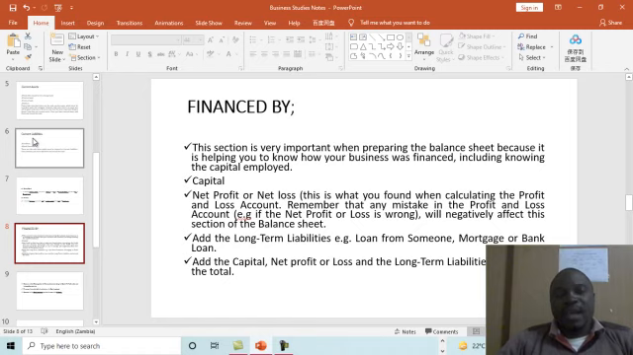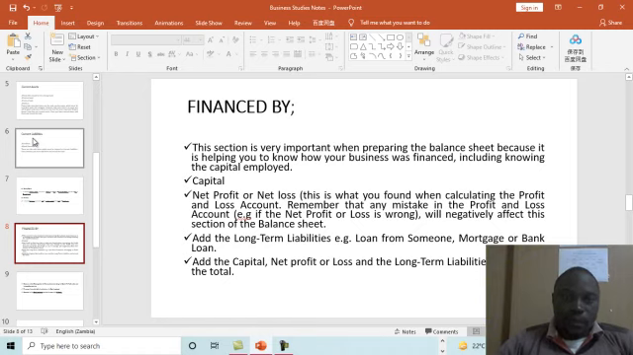of the business, had to play in financing your business. In short, you are showing us how much money was used to finance your business, either from your own money or borrowed money. This section is very important to know when preparing the balance sheet, because it is helping you to know how your business was financed, including knowing the capital that you employed.